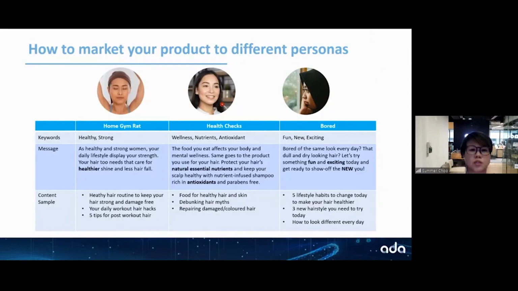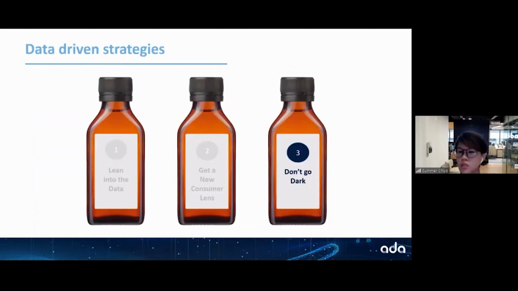It's a shampoo, and you're talking to a home gym rat. You may want to focus a little bit more on being strong and healthy. It's not just your body, but it also applies to how you look. For example, scalp health.